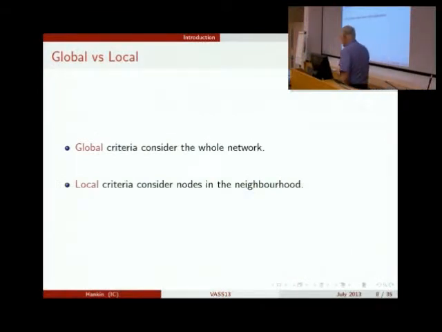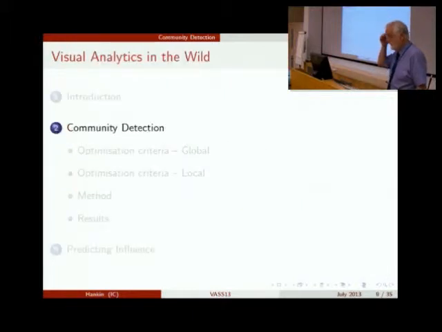So in thinking about how to construct these communities, one can take a sort of global approach where you actually look at the effect of adding a node to a community in terms of its relationship to the whole network, or there are local criteria which consider changes just with respect to the immediate neighborhood of that node. And I'll talk about both approaches and do a little bit of comparison later on. So I'm now going to move on to the community detection part of the talk.